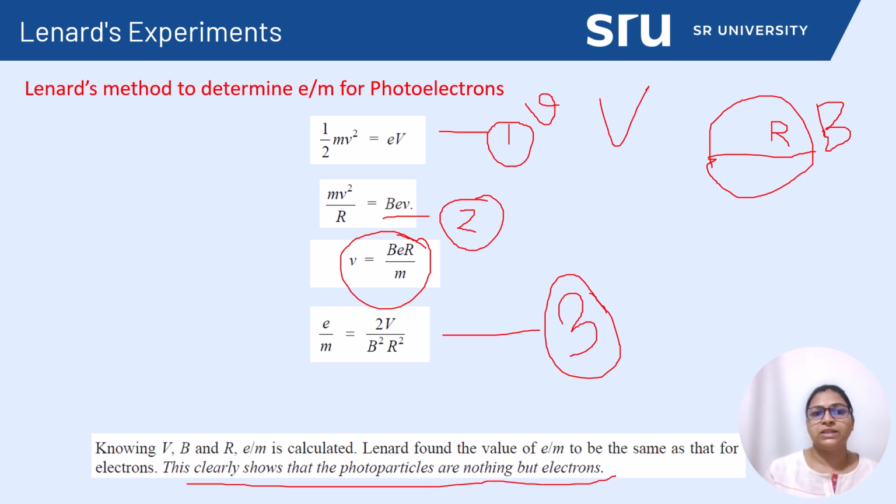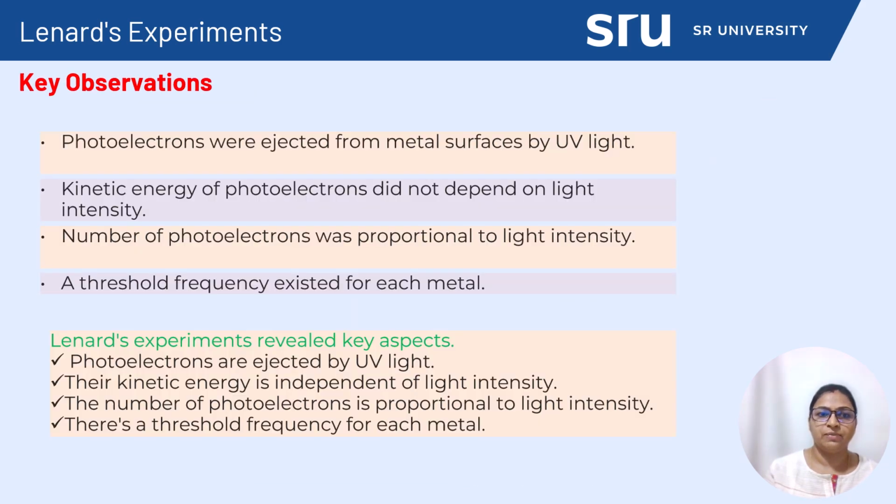So if we summarize Lenard's method, what was Lenard's proposal and what we achieved: basically in this Lenard's experiment, photoelectrons were ejected from the metal surface by shining UV light, and the kinetic energy of photoelectrons does not depend on the light intensity. The number of photoelectrons was proportional to the light intensity, and a threshold frequency exists for each metal. So this is the main key information from the Lenard experiment.